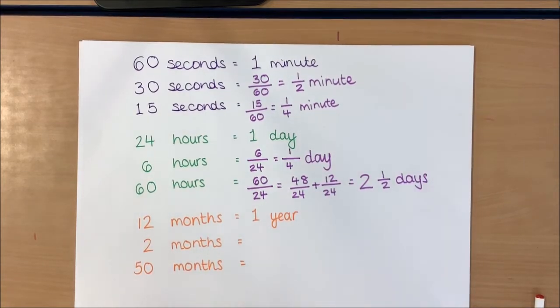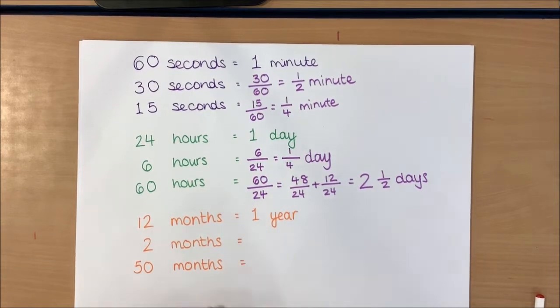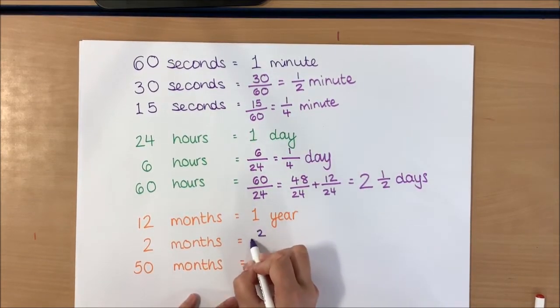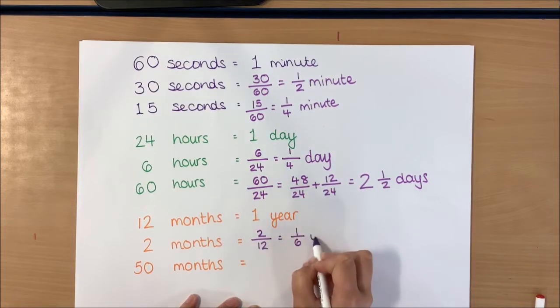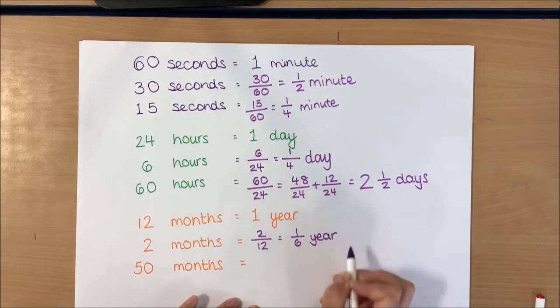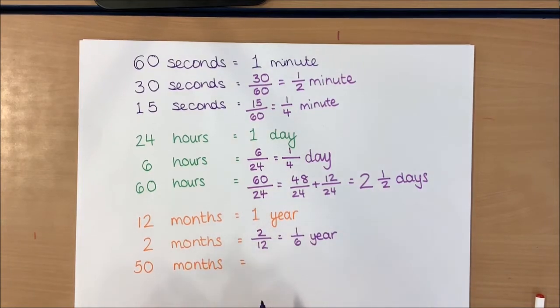And then one more one to go through. 12 months is 1 year. So how many years is 2 months? Well, it's 2 out of a possible 12, which simplifies to 1/6 of a year. Again, if you're finding it hard to do the simplifying, do go back and watch one of the videos from earlier on. I think it's week 5, 6 and 7 to give yourself a bit of a recap there.